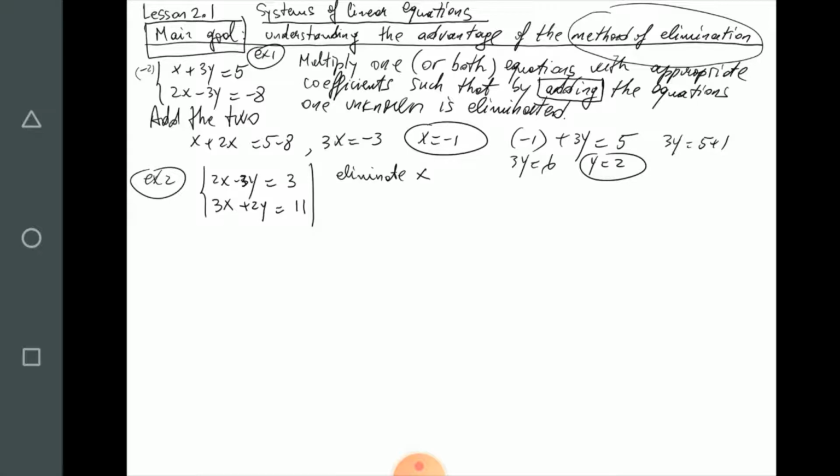We have 2 and 3. Obviously, if we multiply, let's say, the first equation by 3 and the second one by minus 2, that accomplishes the task of coming up with opposite coefficients. Alternatively, you could say minus 3 for the first one and 2 for the second. Same idea. The coefficients of x should be equal in absolute value, so they should be equal but with opposite sign.